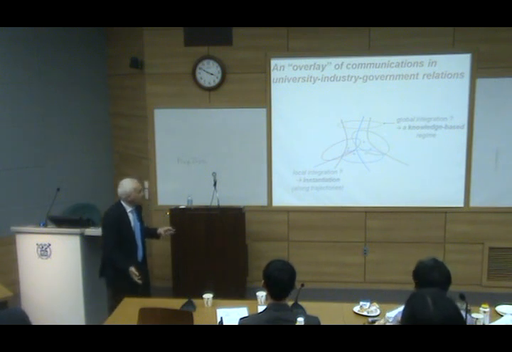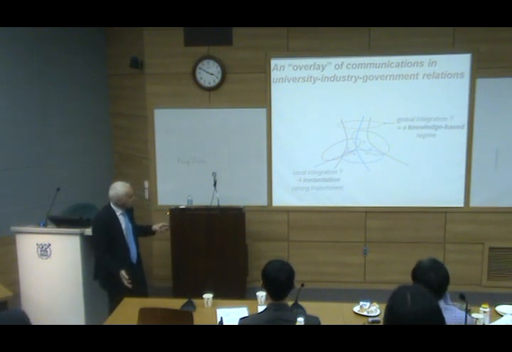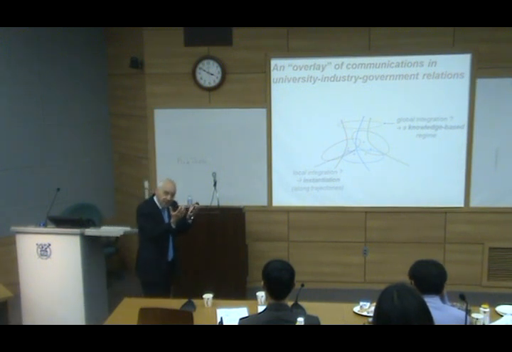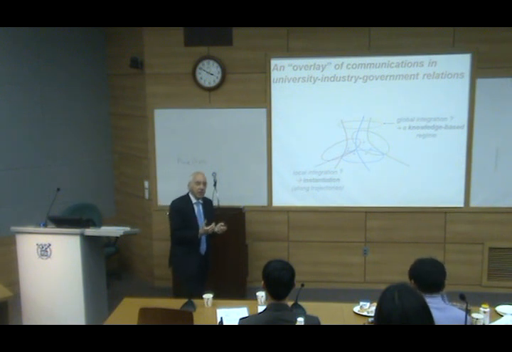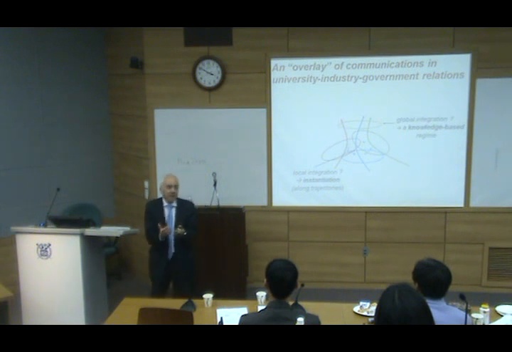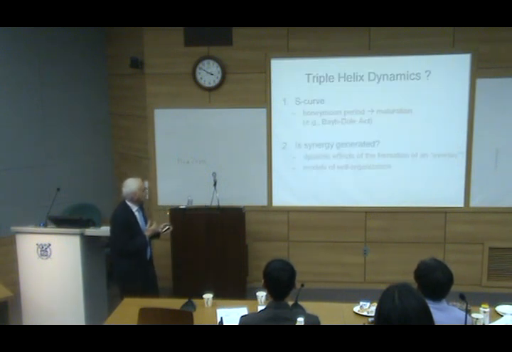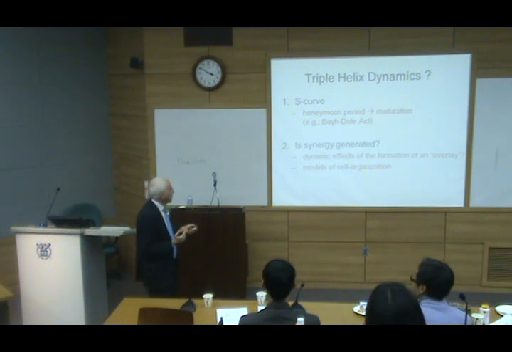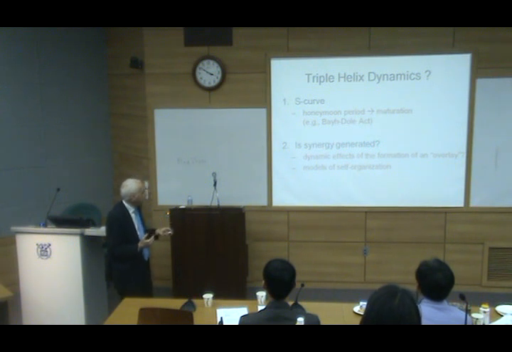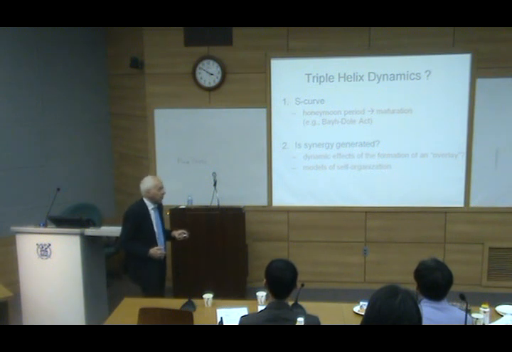function. But at the same time, we generate that global integration, and that relates to the discussion yesterday about how knowledge is available. How is that system of knowledge base functioning? Can we say something about that? And I think we are very fortunate to have a triple helix indicator for that. So the triple helix is a synergy generator. Is there a dynamic effect of the formation of an overlay? And we can also call it a model of self-organization.